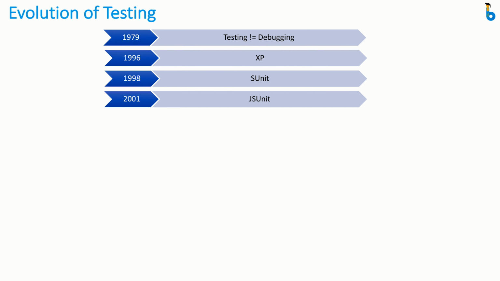And after 2001, JUnit was introduced. It's a testing framework for the Java programming language. And in 2003, TDD was introduced. TDD is test driven development. It's a software development process that relies on the repetition of a very short development cycle. Test driven development comes with the process of test first and development next.